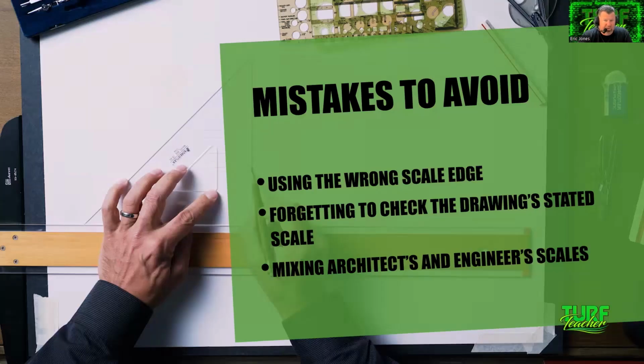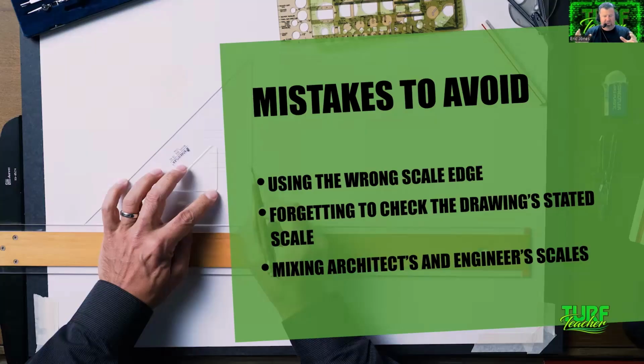Mistakes to avoid: using the wrong scale edge, forgetting to check the drawing's stated scale, and mixing architect and engineer scales. When you see them side by side, there's no way that you're going to miss it. You're going to know that this is an architect and you're going to know that this is an engineer.